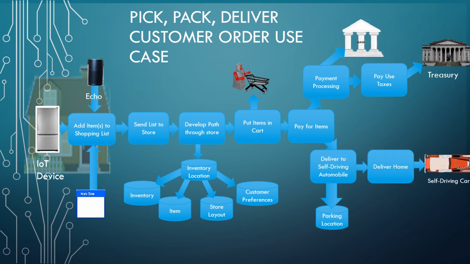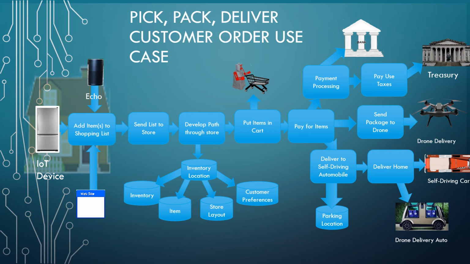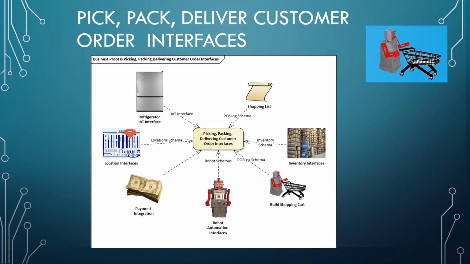Once all of that is done, you can start looking at delivery. Are we going to deliver these things with a self-driving car, in which case we need to know where it is? And so we interface with the parking location standard for identifying where the car is. Or we deliver it through a drone vehicle. We tell it where to go deliver the items, and we can even use a drone to deliver them directly. So that's the use case.